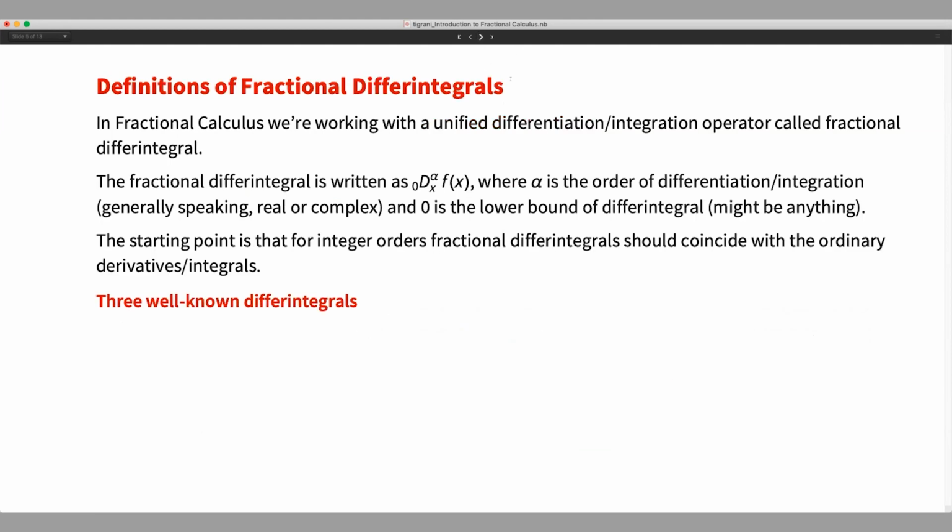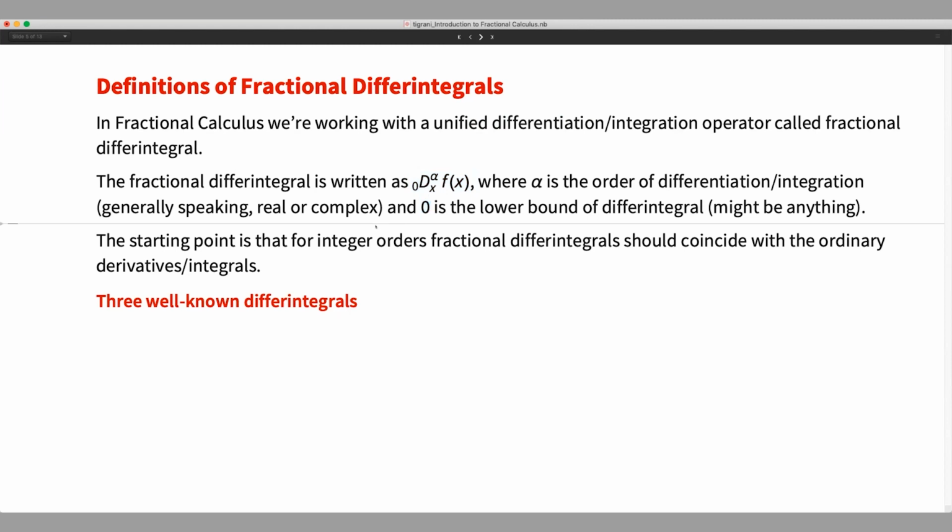So in fact, in fractional calculus, we are working with one unified operator standing for differentiation and integration, and we are calling that the fractional differintegral. The fractional differintegral is written here, where this alpha is the order of differentiation. It can be real or complex. The zero is the lower bound of the differintegral. We'll see where it came from. However, this can be anything, not only zero.